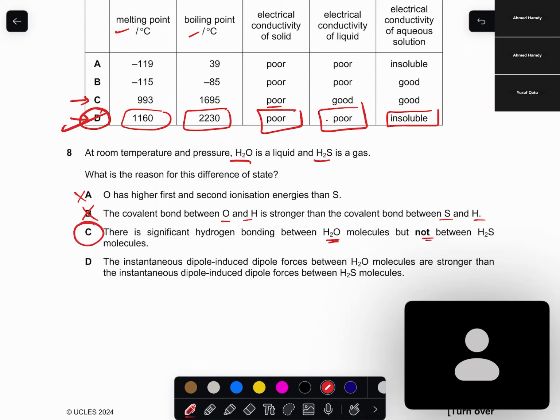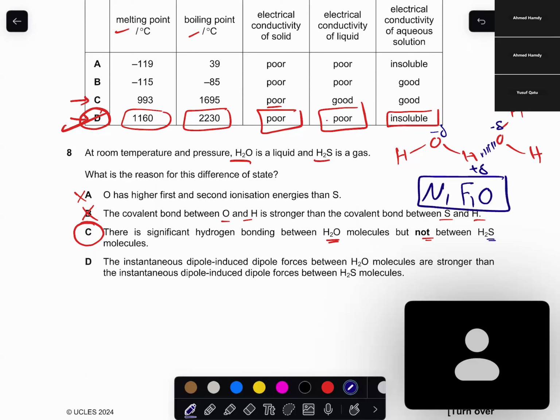There is significant hydrogen bonding between H2O molecules, but not between H2S molecules. Yes, this could be a reason, because in H2O, O here is partial negative and H here is partial positive, so we have a hydrogen bond. But in H2S, we said that the only three elements that can make hydrogen bonds in our syllabus are N, F, and O. So there is hydrogen bonding in H2O, yes. There is no hydrogen bonding in H2S, yes. So the answer is C.